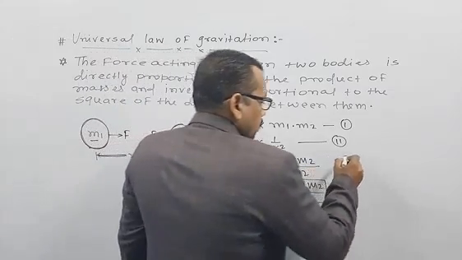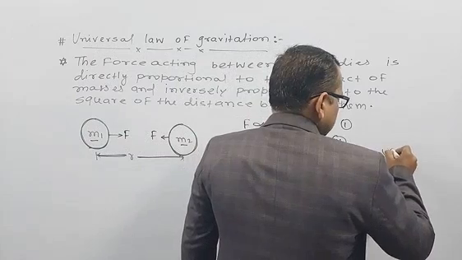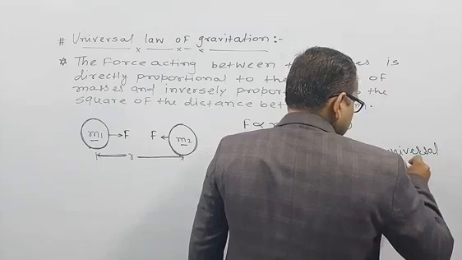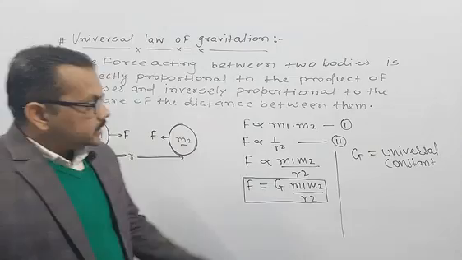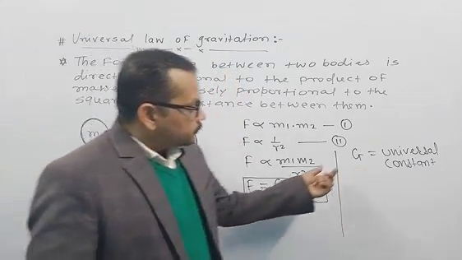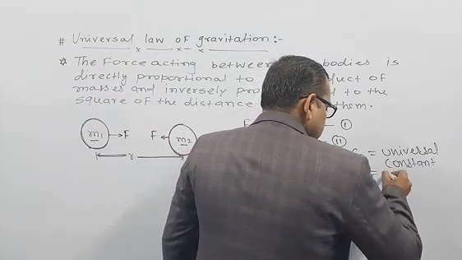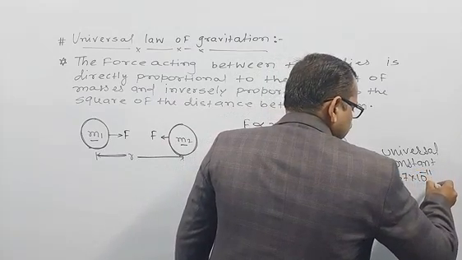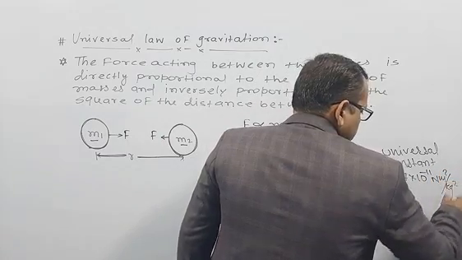Now, capital G, you may call capital G the universal constant. Now you will ask, why is its name universal constant? It means the value of capital G, the universal constant, let me write the value of capital G: 6.67 into 10 to the power minus 11 Newton meter square per kg square.